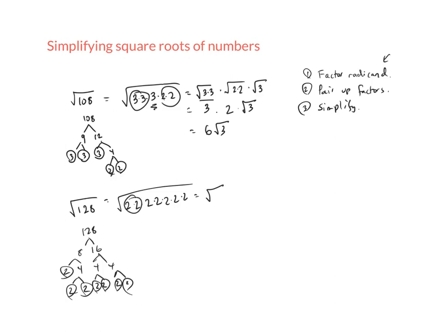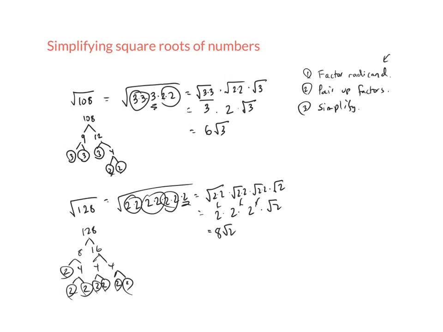Pair of 2's, pair of 2's, pair of 2's, and the single 2. So this would give me 2, 2, 2, and this would give me the square root of 2. So this is 8 times the square root of 2.